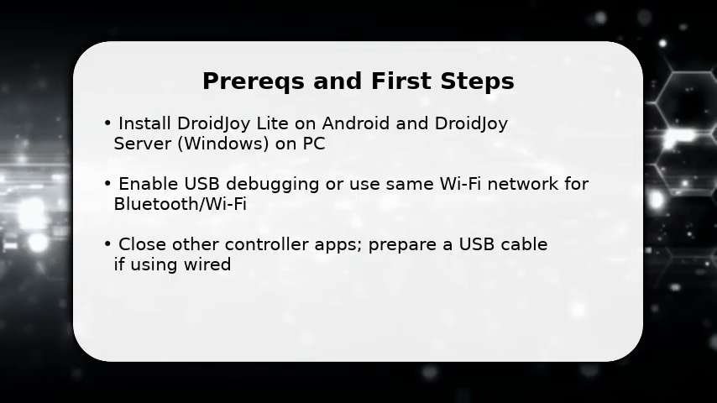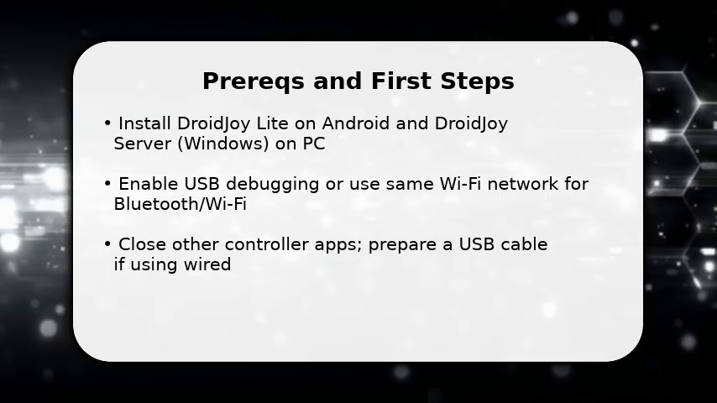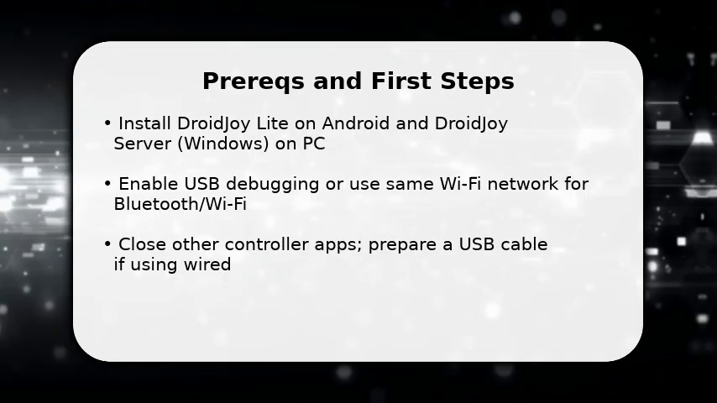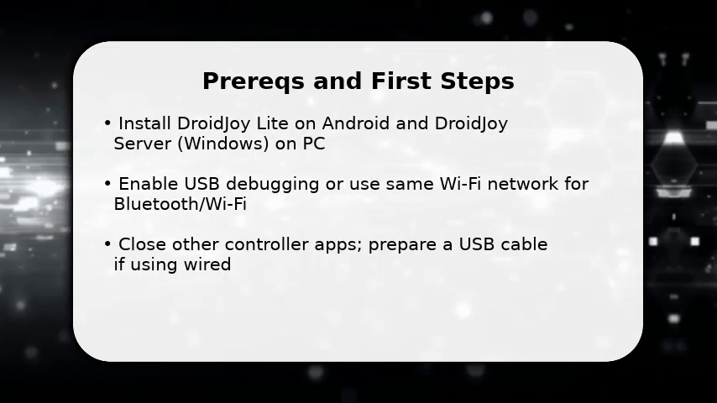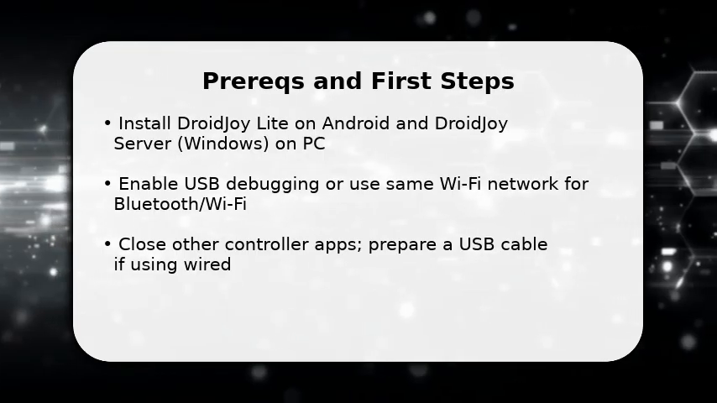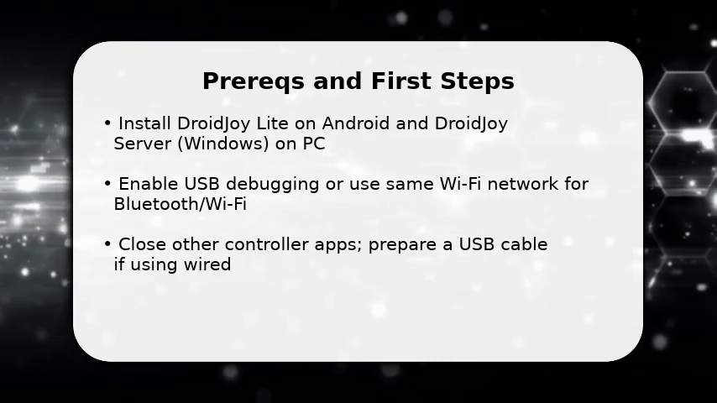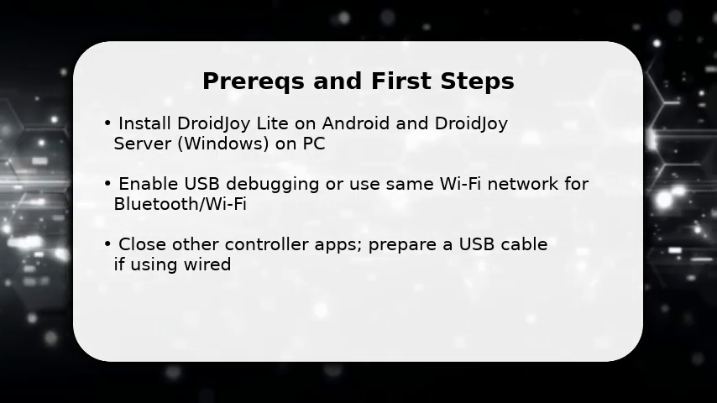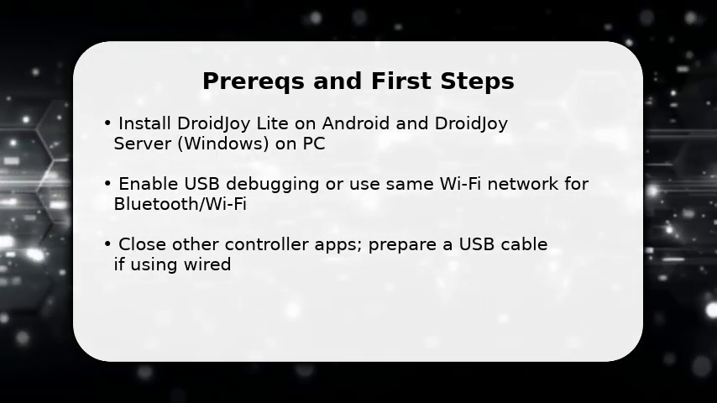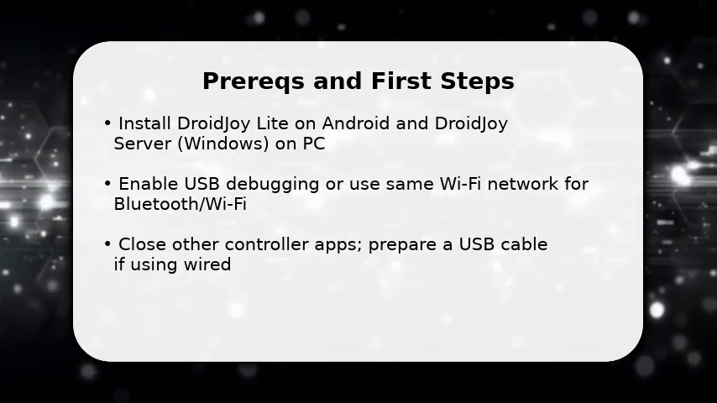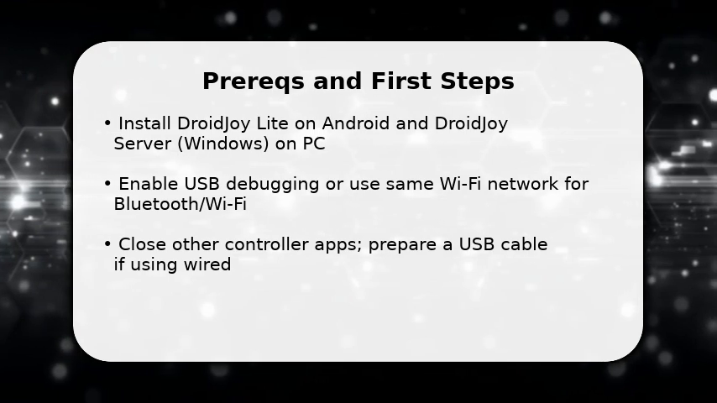You start by confirming the essentials: phone with DroidJoy Lite and a Windows PC with the server app. Connect via USB debugging for lowest latency, or match both devices on the same Wi-Fi if wireless. Once done, launch the server on PC and grant any firewall prompts so traffic can pass. On your phone, open DroidJoy Lite and select the connection method. This is the first actionable step because a stable link prevents input dropouts later.